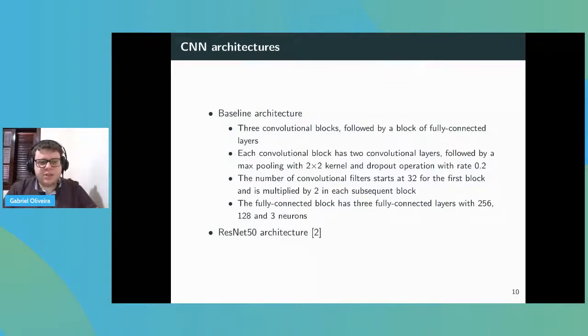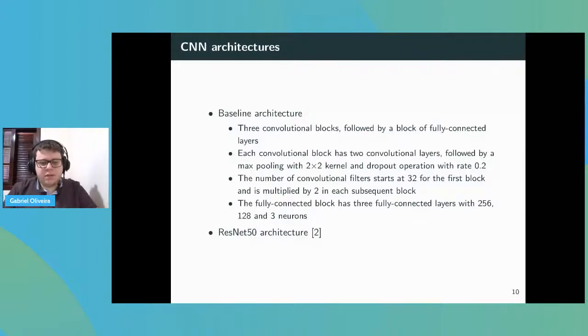So to make the classification, we use two different convolutional neural network architectures. The first one is our baseline architecture, and this architecture is composed of 3 convolutional blocks, followed by a block of fully connected layers. Each one of these convolutional blocks has 2 convolutional layers, followed by a max pooling with 2x2 kernel size and a dropout operation with rate 0.2.